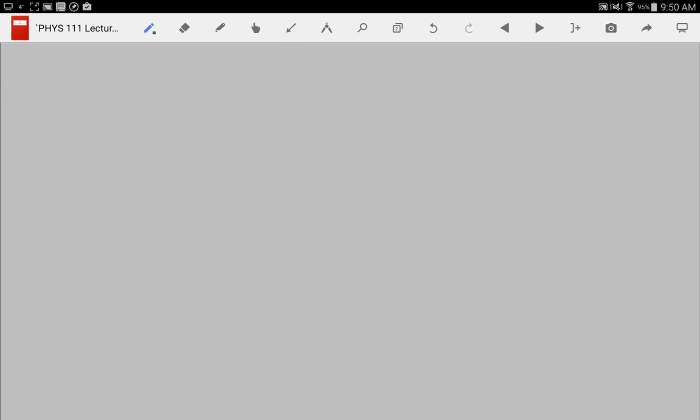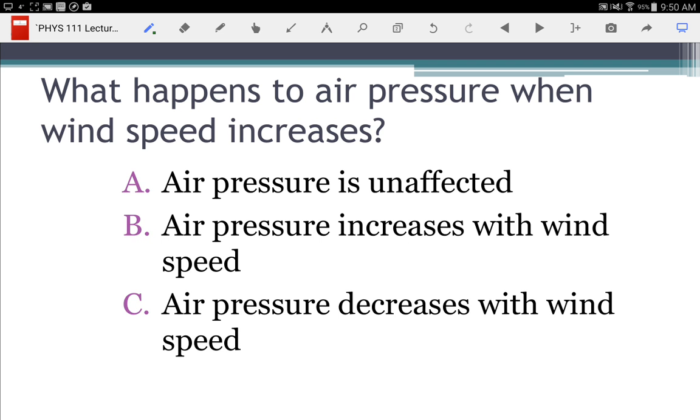Okay, so let's have our first clicker question. What happens to air pressure when wind speed increases?